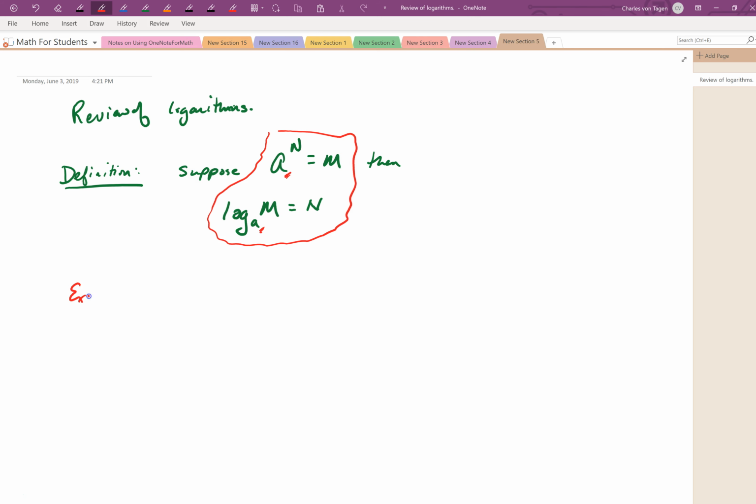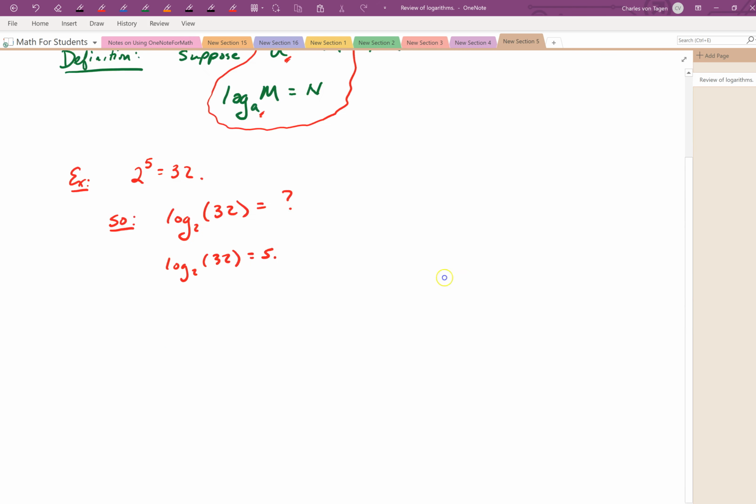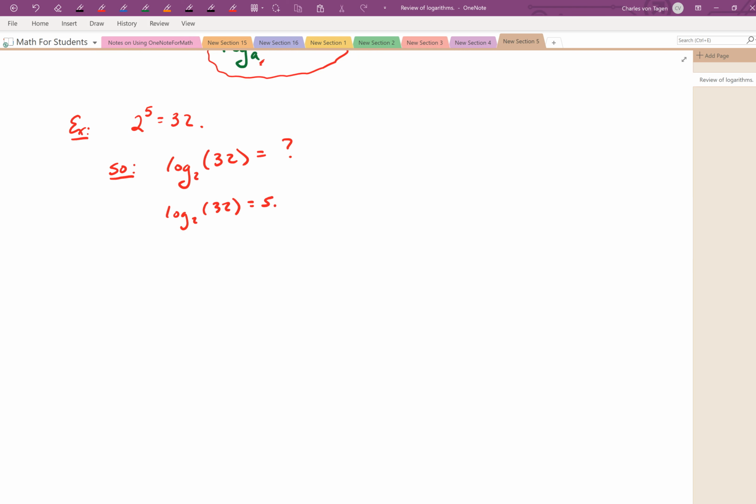I think it's easiest to see this by way of an example, so let's do that right off the bat. We have this fact that 2 to the 5th power is equal to 32, so therefore, what is the log base 2 of the value 32? And the answer is the log base 2 of 32 is equal to 5. Okay. So I'd like to do the rest of this in terms of the natural log function.